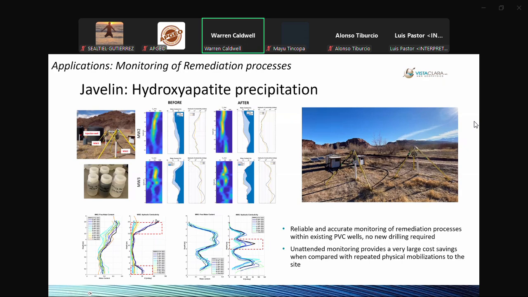So here you can see in these red boxes, the blue curves are before the injection of the material that's going to precipitate and block the pores, and then after the injection, you can see there's a significant drop in the hydraulic conductivity. This is hydraulic conductivity plotted here. So a significant decrease in permeability can be measured with NMR as a result of these active remediation efforts.